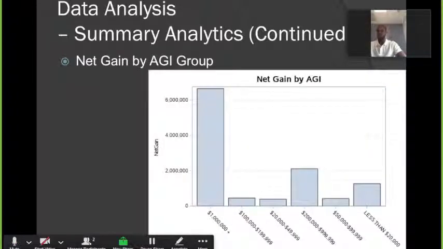So the net gain by adjusted gross income group shows how much each group overall benefited from each tax claim. As we can see, even though the $1 million and more AGI group didn't have the highest amount of claims, this group actually benefited the most by saving roughly over $6 million in tax credits.